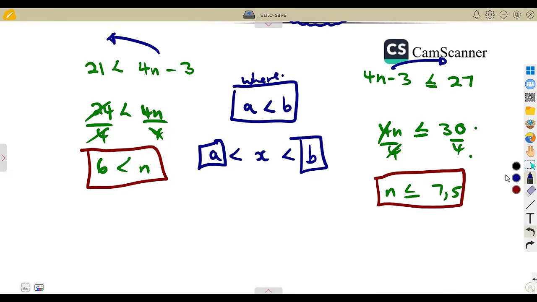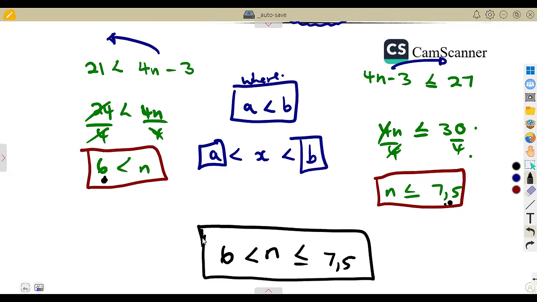So in this case, it means therefore our n is what? The value that is comparing the 6 and the 7,5. 6 is less than, so n is greater than the smaller value, which is 6. But the same n compared to 7,5, it is what? It is less than or equal to 7,5. That is a single inequality.